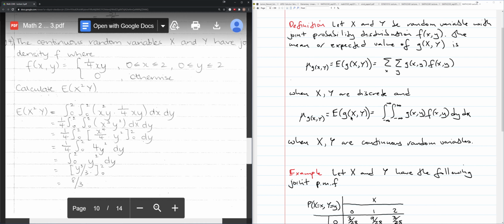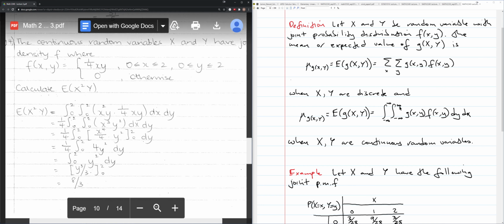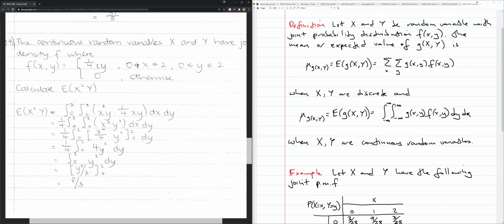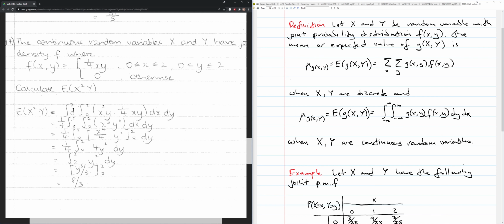To get the expected value of x squared times y, you integrate that function, x squared times y, against the joint PDF f of xy, which in this case is a quarter times xy. You're integrating from minus infinity to infinity, but this joint PDF is non-zero only on the square, where x lies between 0 and 2 and y lies between 0 and 2. So the only place you need to integrate is over that square, because everywhere else the integral is 0.